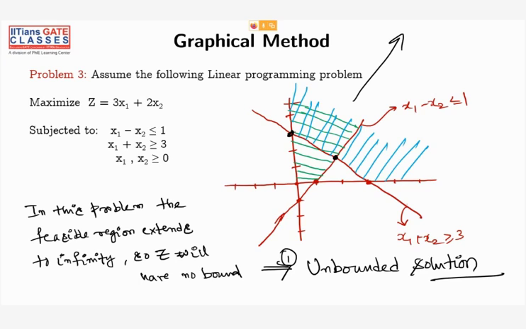If your feasible region is extending to infinity, then there is no bound on your z value. Optimum can be anything. You take any point above this and it will give you a maximum value. So hence this solution is called an unbounded solution. Is it okay, everyone? Anyone have a doubt?